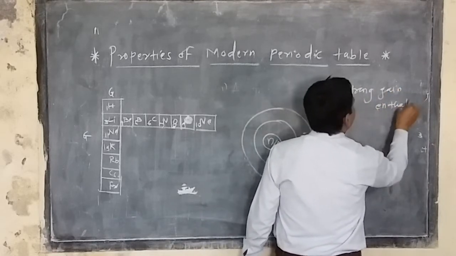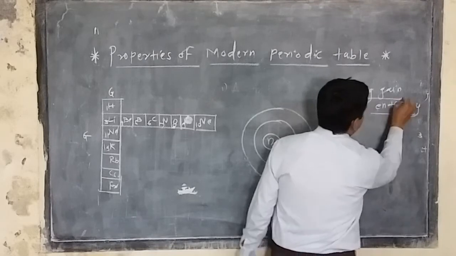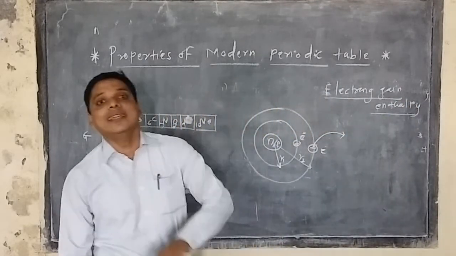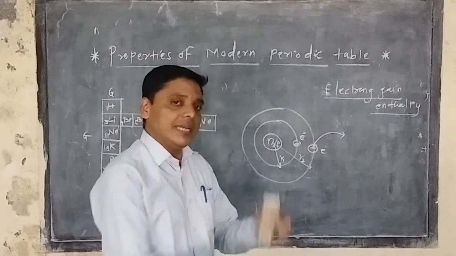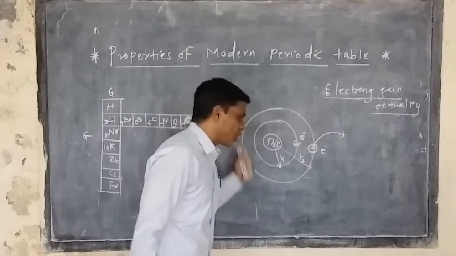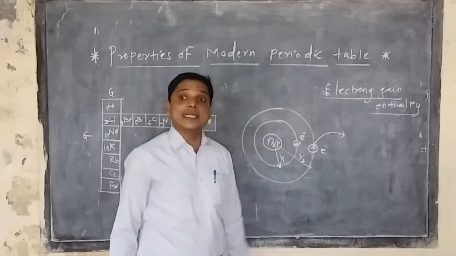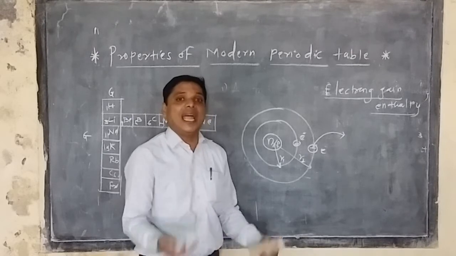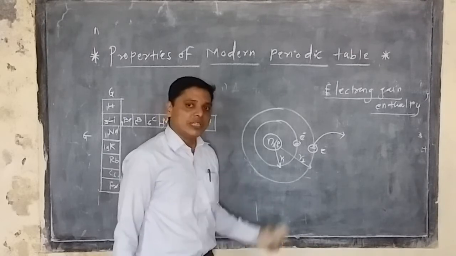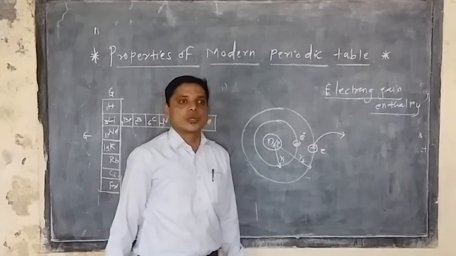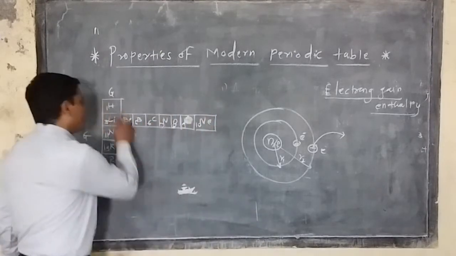So electron gain enthalpy means the amount of energy which is required to add an electron to the outermost orbital of any atom. Means in this case, the amount of energy which is required for adding the electron into it. Again, it will depend upon the size. So it will vary across the group.